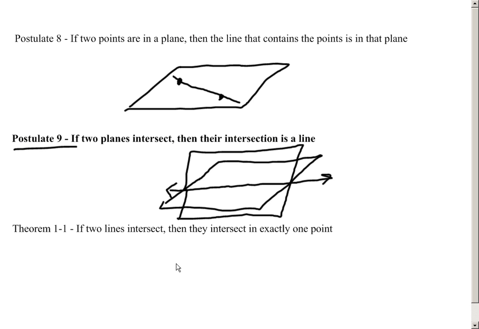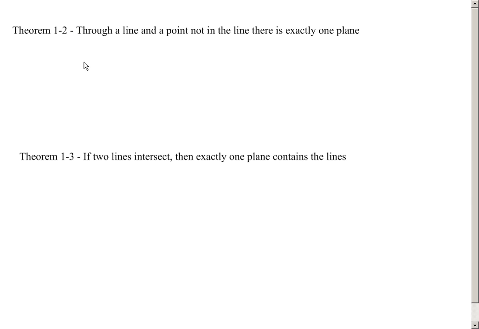If 2 lines intersect, they intersect at exactly 1 point. I don't know if this really requires any explaining, but they share exactly 1 point. They're not going to share 2 points. That's really the big thing. It has to be exactly 1 point. 2 lines can't share more than 1 point unless they're the same line.